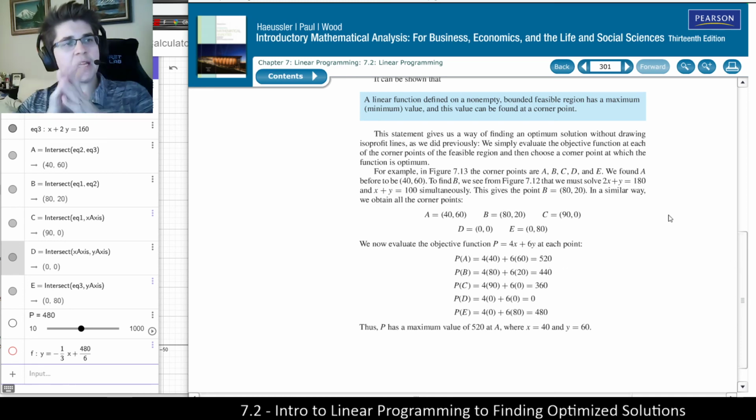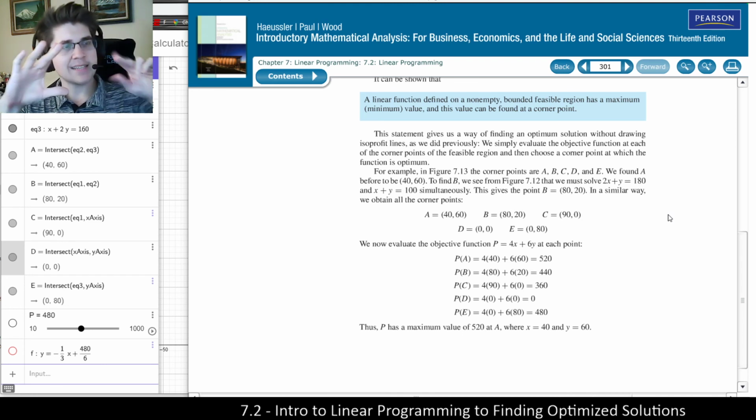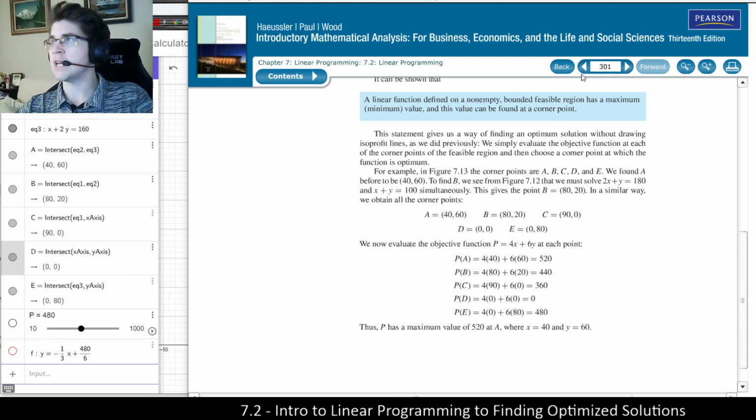So in summary, you don't have to really worry about all the isoprofit lines and all that business. What you want to do is first find your constraint equations, graph them all up, then find the corner points of them. So figure out what your shaded region is, find the points at the ends, and plug those into your profit function. If you do that, you can figure out the optimal solution to these linear programming problems.